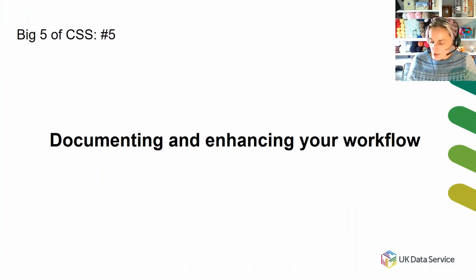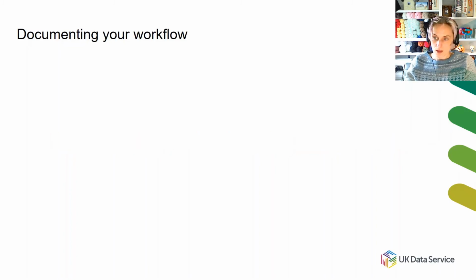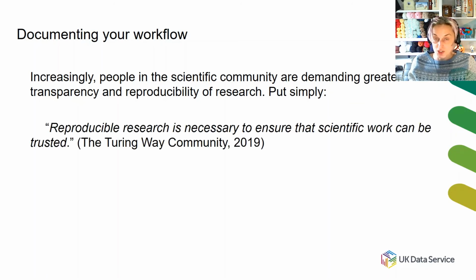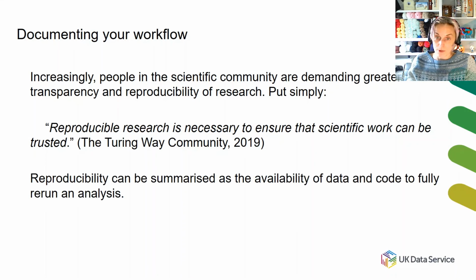I'm back, and I will cover number 5 from our big 5 of computational social science: documenting and enhancing your workflow. As computational methods become more accessible, more people are going to demand access to the information they need to do your research on their own. That is to say, people want transparency, they want access to your data and to your code, they want to be able to reproduce your results. This is part of what makes science trustworthy, that other people can get the same results. But it's also how science advances, how it progresses, how we move forward.